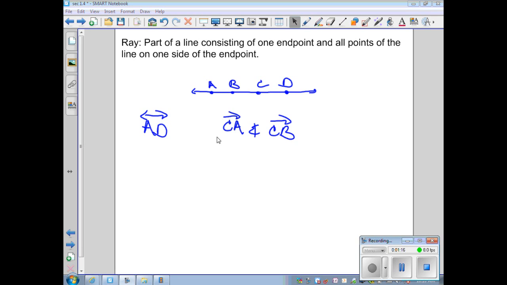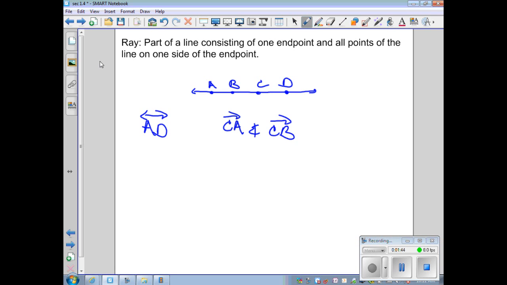Notice the symbolism for writing a ray. As we have seen before, a line has two arrows on the symbol. A segment has no arrows, and a ray will have one arrow aiming to the right.